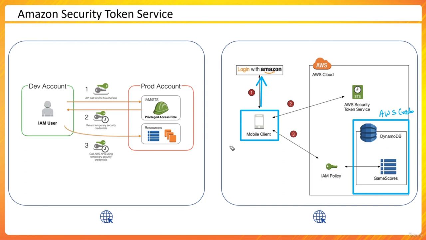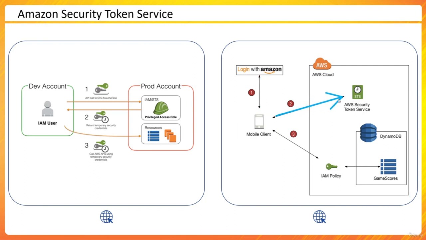So what happens in this case? Your client would make a request to STS service. STS service will verify whether it is a valid request, whether this user has a token from Amazon.com or not. And once it verifies, it delivers a temporary security credential to you. And through this temporary security credential, now you can access other AWS services if need be. So security token service plays an important role in all these communications.